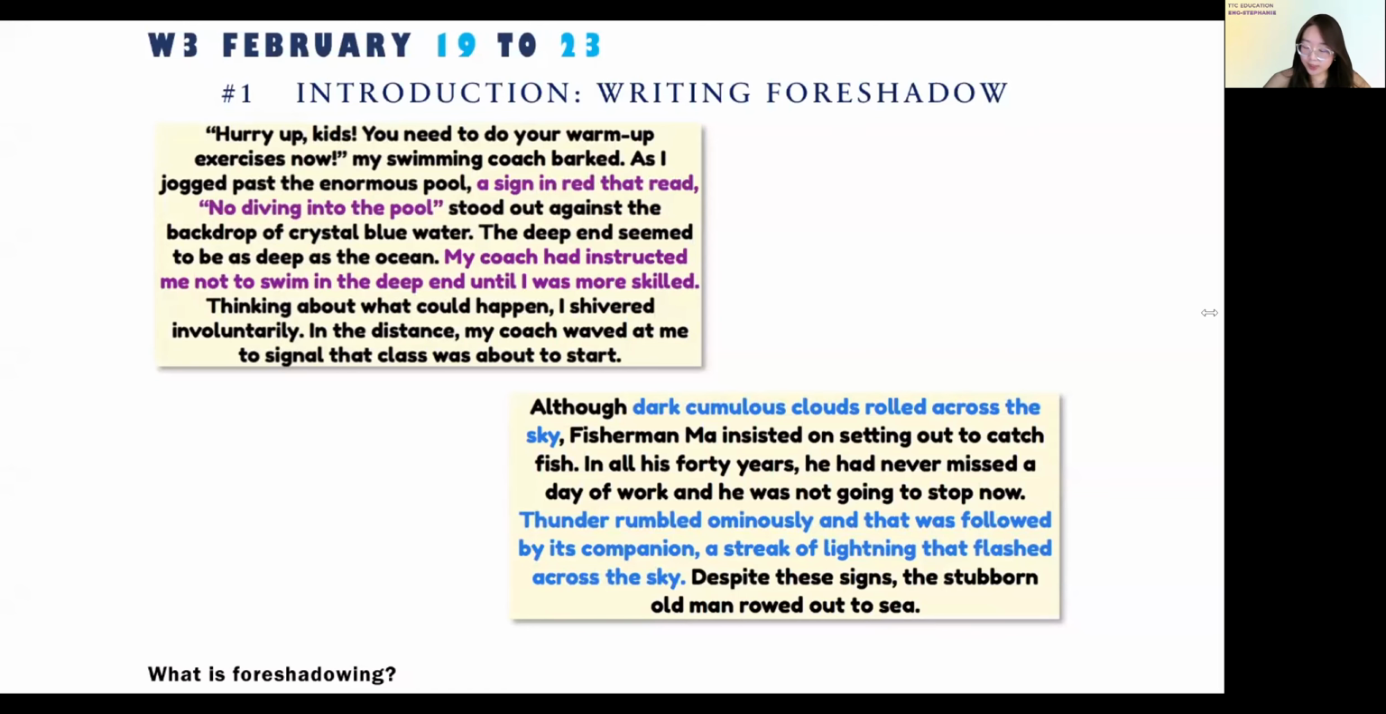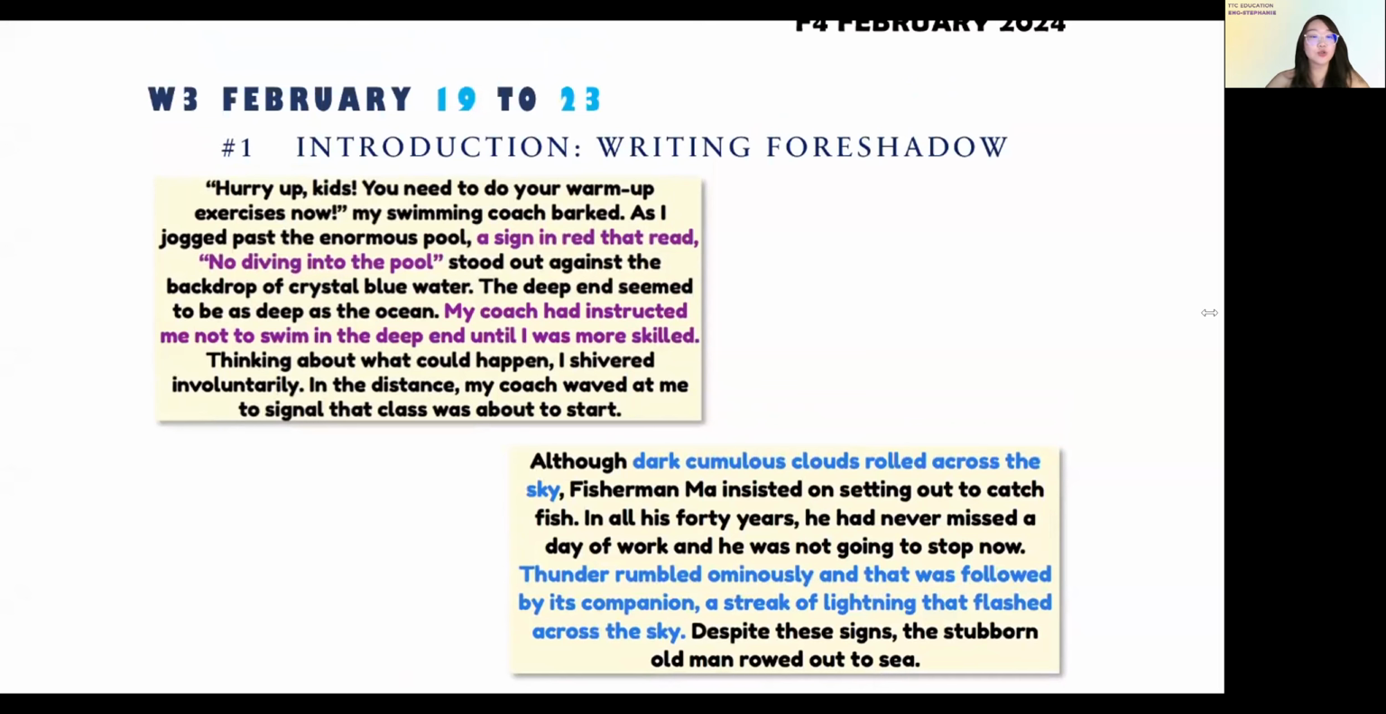Okay, so page 15, week 3 syllabus, writing foreshadow. This is actually a technique that you use to write your story, which is your part 3, paper 2, part 3, extended writing. A lot of students have a concern: teacher, I know how to write a story, but at the same time, I don't know how to write a good story.